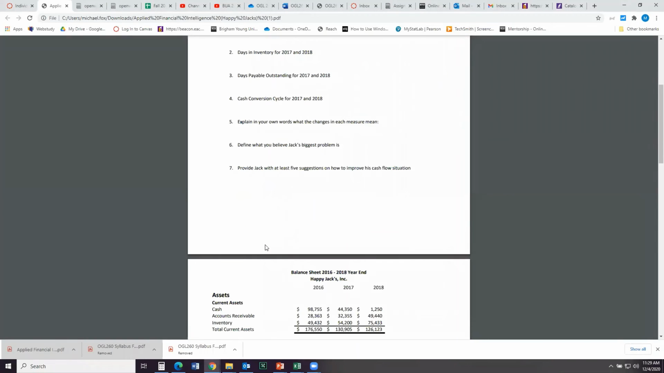All right. So let's provide Jack with at least 5 suggestions on how to improve his cash flow situation. So again, share those to the chat, and we'll see what we come up with. You don't have to share 5. How about everybody shares 1, and we'll see if we come up with 5 good ones between everybody.